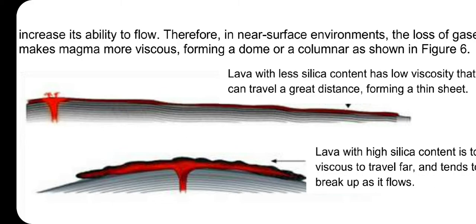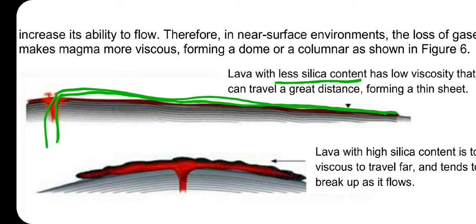Now this picture will tell us about silica content. When a magma has less silica content, it will travel a great distance before it becomes hard. Before it hardens, it travels a very great distance because it has less silica content, and therefore it has low viscosity.